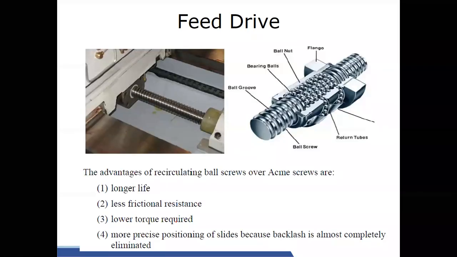What is the advantage of using recirculating ball screws over the ACME screw? It has longer life, less frictional resistance, lower torque required to drive the ball screw drive system, and more precise positioning is possible. These are all the advantages of using a ball screw as a feed drive.